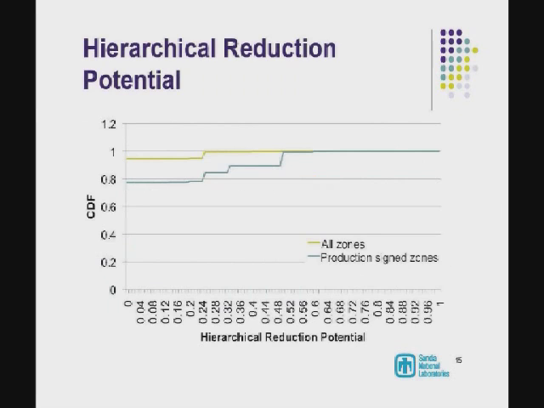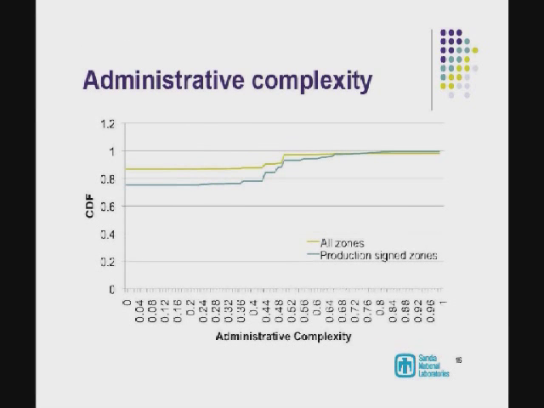And so if we look at the way this turned out for hierarchical reduction potential, if we look at all zones, it was about, I think, 8 million zones that we analyzed for this from our data, and we found that about 95% of them had a 0 hierarchical reduction potential, which is good. There were about 11 or 12% of the production signed zones that had a non-zero hierarchical reduction potential.